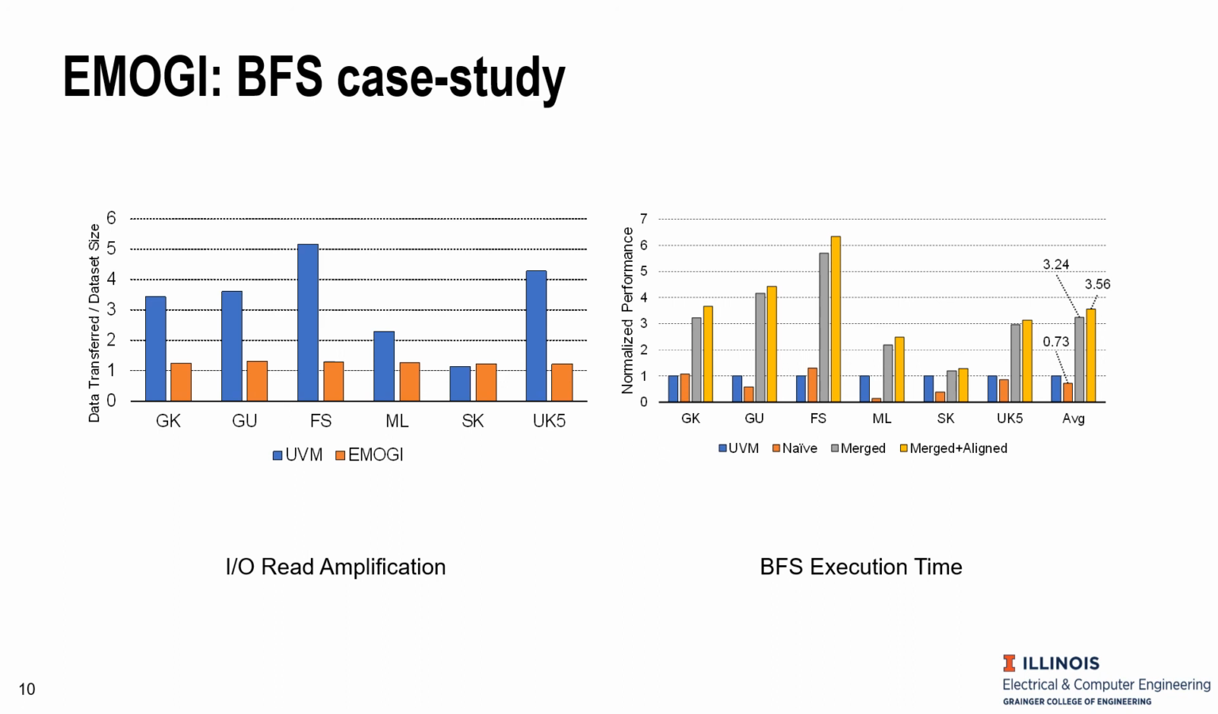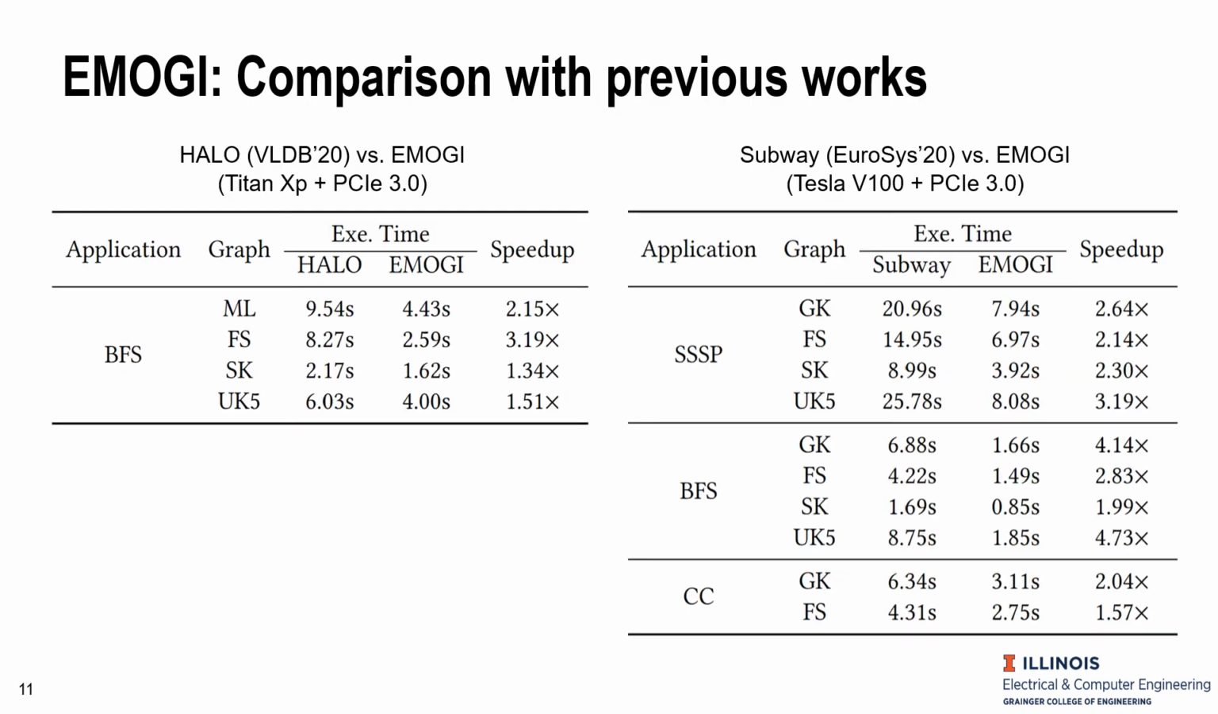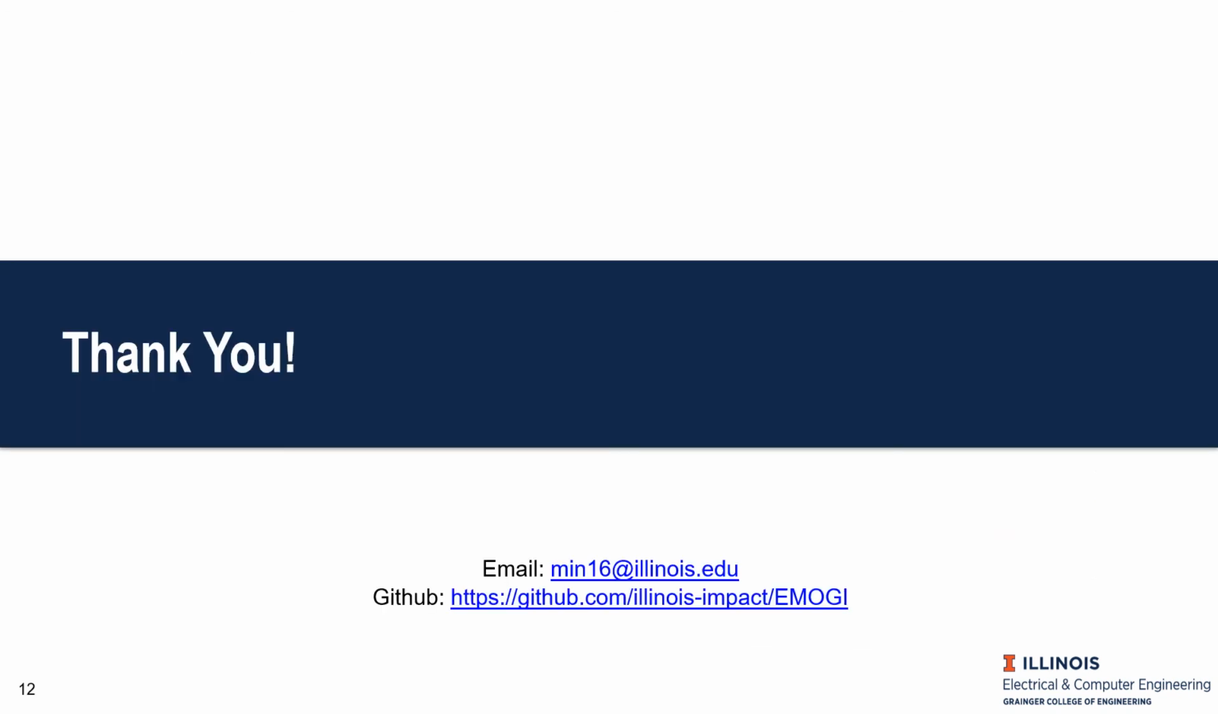As we can see on the chart on the left side, the UVM method is causing a huge amount of I/O amplification over PCIe, while EMOGI can effectively limit the data access only to the necessary portion. In terms of overall BFS execution time, the most optimized version of EMOGI is about 3.56 times faster than the UVM case. When we compare EMOGI with the previous out-of-GPU memory graph traversal solutions, EMOGI shows better performance in all cases. The detailed experiment setups are thoroughly described in our paper.